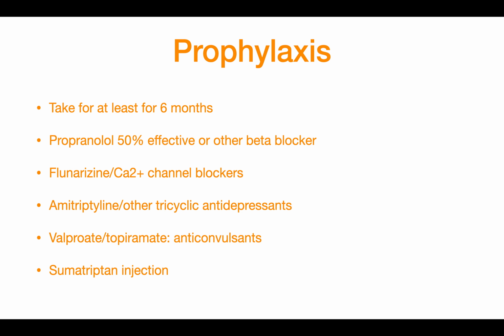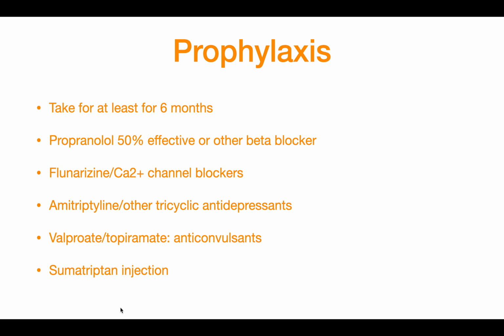Okay, so prophylaxis, propranolol. We give propranolol, a beta blocker, to prevent migraines. And there are a couple other like newer ones, like flunarizine is a calcium channel blocker. Other antidepressants can also work, but the most effective would be propranolol. Valproate and topiramate are going to be anticonvulsants, but they can also be used to decrease the neurocortical activity.